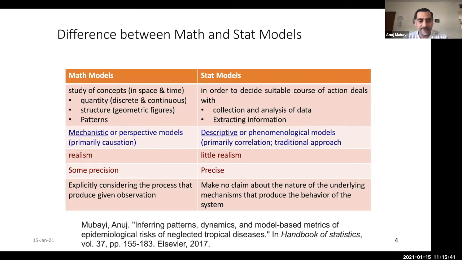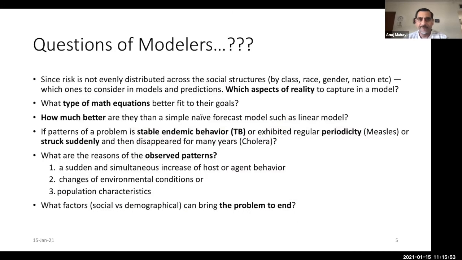Anyway, there's a book chapter that I have in the Handbook of Statistics. The reference is given at the bottom of the slide. You would like to see that one, which talks about some of these models. There are certain questions that we as modelers try to address.